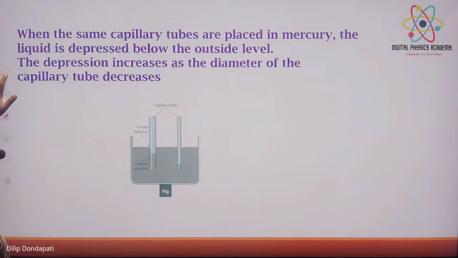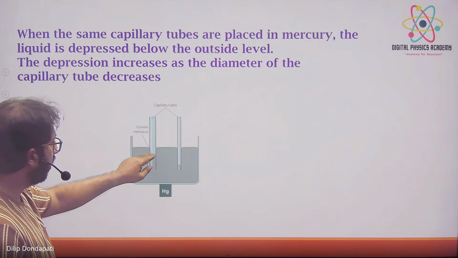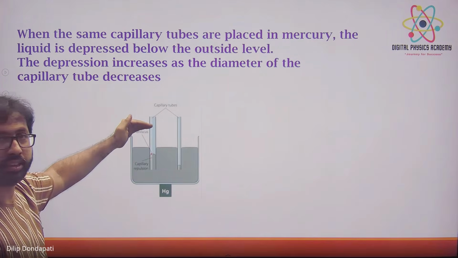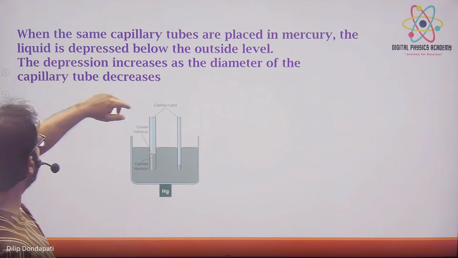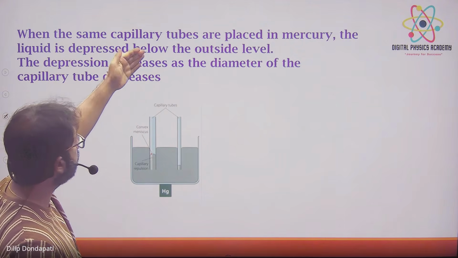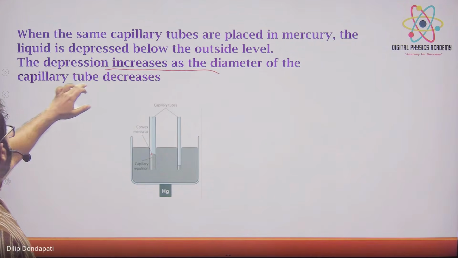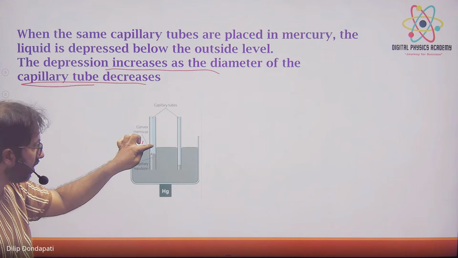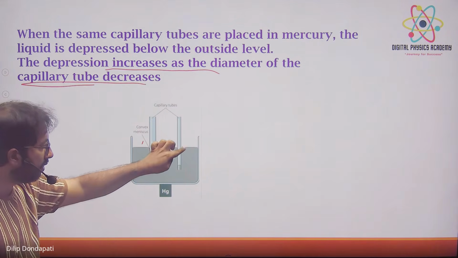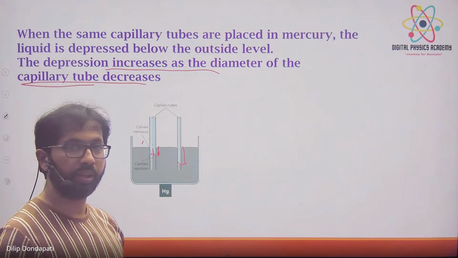चलो अब देखो, ये डिप्रेस भी हो सकता है. देखो बॉटम में जा सकते हैं ये वाला मर्क्यूरी में, सरफेस से बिलो भी जा सकते हैं. If the same capillary tube is placed in mercury, the liquid gets depressed below the outside level. The depression increases as the diameter of the tube decreases. देखो depression is increasing. डिप्रेशन उल्टा हो रहा है मर्क्यूरी में, राइट?